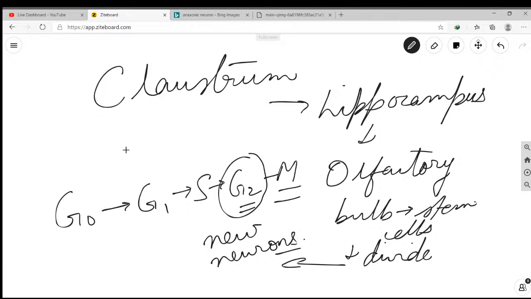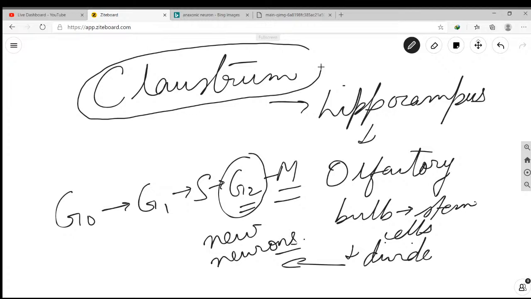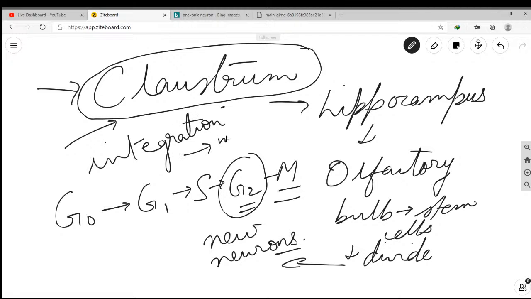There is an area in the mice model which was speculated a few years ago, called the claustrum. It is the area of integration of memory, meaning various memories from various regions of the brain integrate here, and then we are able to recall things.